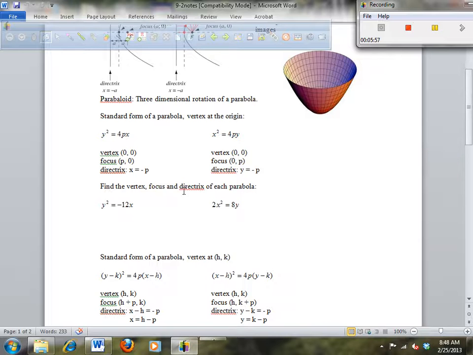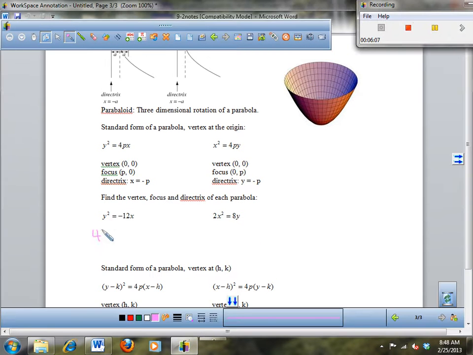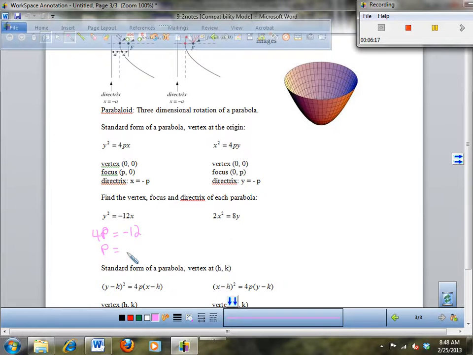Then find the vertex, focus, and directrix of each parabola. Looking at this equation, you know that 4p is equal to what? Negative 12. Okay? So that means that p is equal to negative 3. To find all these things, you can use the formula, or you can just draw a picture of it.